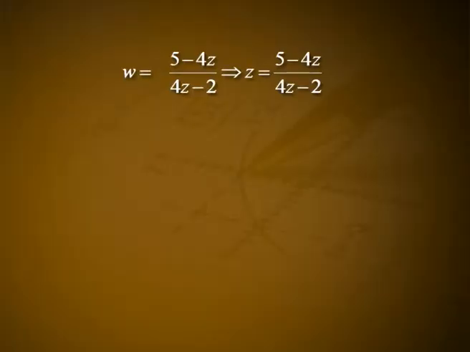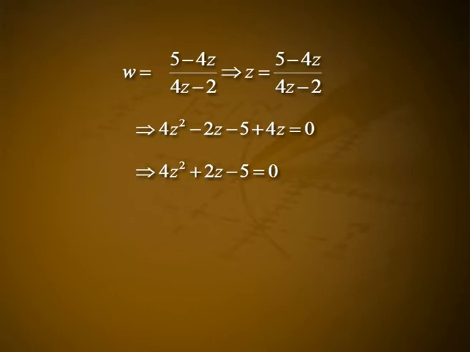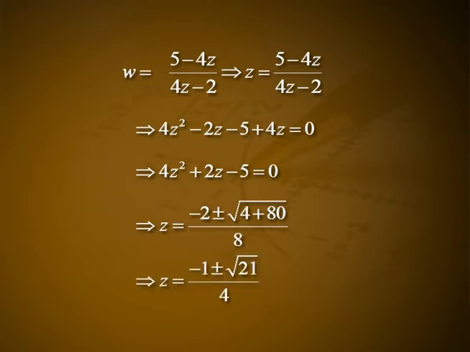If z is a fixed point, then z = w. A, w = (5 - 4z)/(4z - 2), which implies z = (5 - 4z)/(4z - 2), which implies 4z² - 2z - 5 + 4z = 0, which implies 4z² + 2z - 5 = 0, which implies z = (-2 ± √(4 + 80))/8, which implies z = (-1 ± √21)/4.